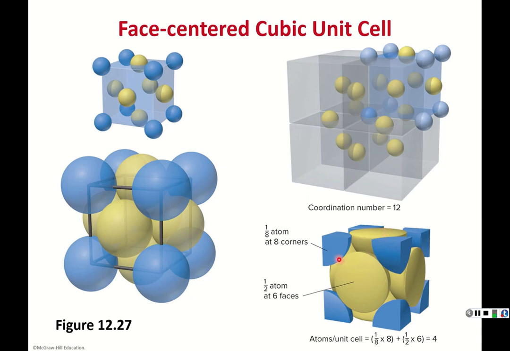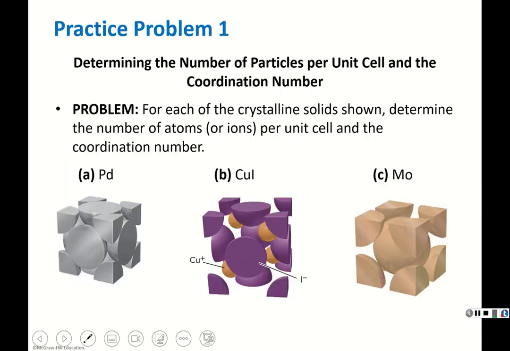And how many faces are there? There are going to be 6 faces, 1, 2, 3, 4, 1 on top and 1 on bottom. So 6 faces of a cube times 1/2 atom each, so that'd be 3 atoms. So 3 atoms for the faces, 1 atom for the corners, and that equals 4 atoms for this unit cell. So this is the most efficient packing that we will see, at least consider in this class.